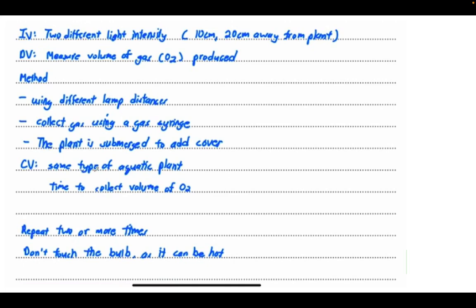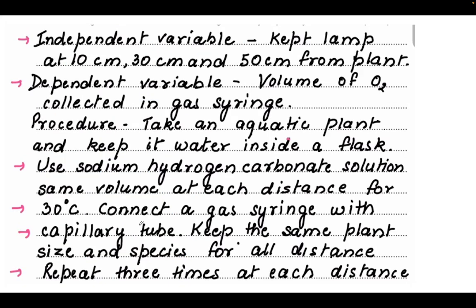Control variables, there should always be three: same type of plant, same time, same temperature, same amount of hydrogen carbonate. We repeat 3 times, but here you should add on and calculate the average, and at the end, you use your gloves. There is another one we can use here, and you can see here it is independent. We are changing the distance, which is an independent variable. Dependent, we are measuring the volume of a gas in a gas cylinder.